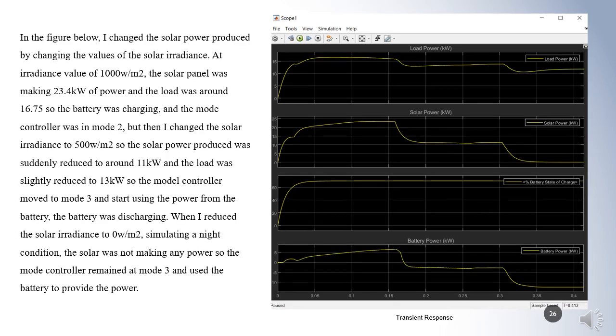This is the transient response of the system. I changed the load with respect to time, and also the power of the solar, I changed the irradiance values, just to check the response of the system, to check if our battery is charging and discharging at the right time, and to check the supervisory controller.